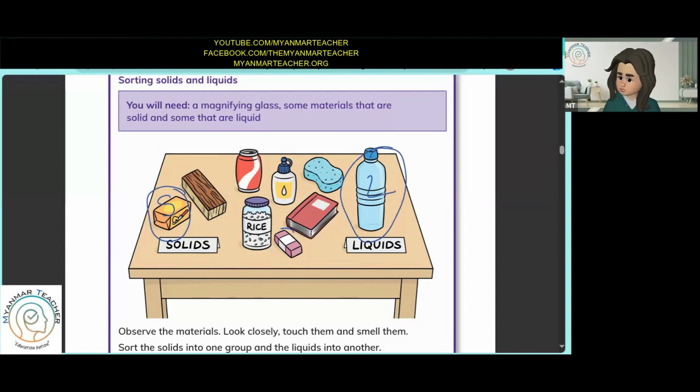An eraser will be solids because it's compact and made out of rubber. Rice is solids. It's made out of a lot of tiny pieces. This is Coke or soda, so that's liquids. Oil. No, that looks like glue. I'm going to put in a book. Solid. Sponge. Also solid. Okay, we're done.